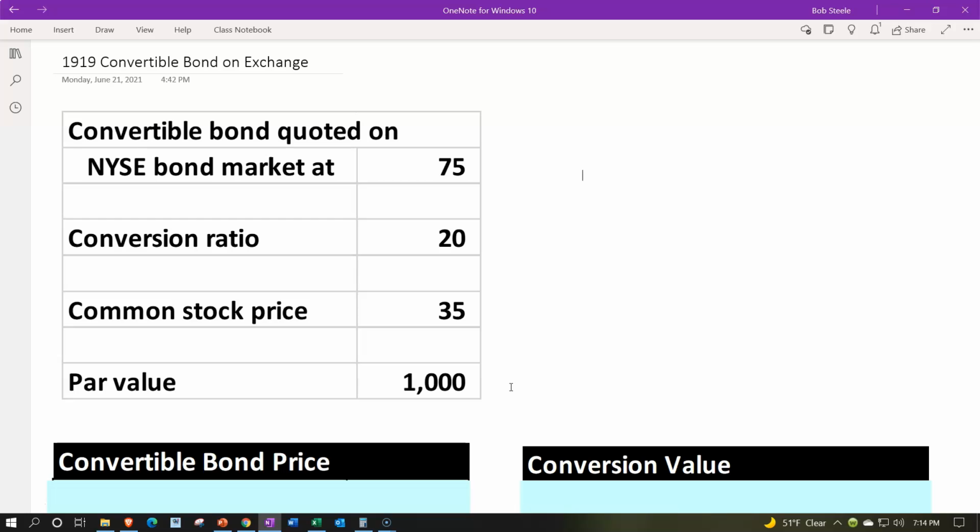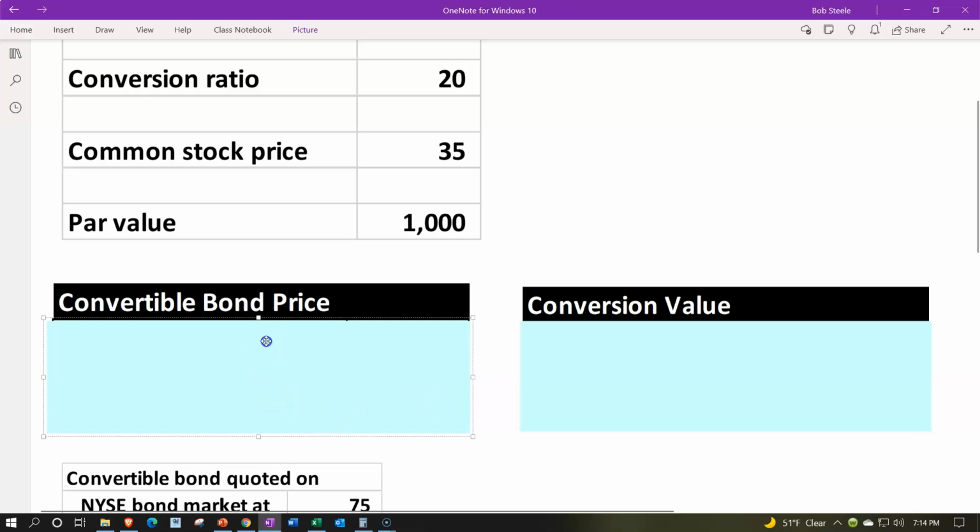If it was over 100, like 105, that would be 105% of the par value, and so on. The conversion ratio is going to be 20. The common stock price is going to be 35, and the par value is at 1,000. The conversion ratio means how many shares of stock we could get. So if we choose to convert the bond to stock, we would get 20 shares for it. And the common stock price, meaning the price of the stock that we could convert to, is currently trading and therefore has a market price of 35. Par value, not the market value, but the par value is the 1,000.